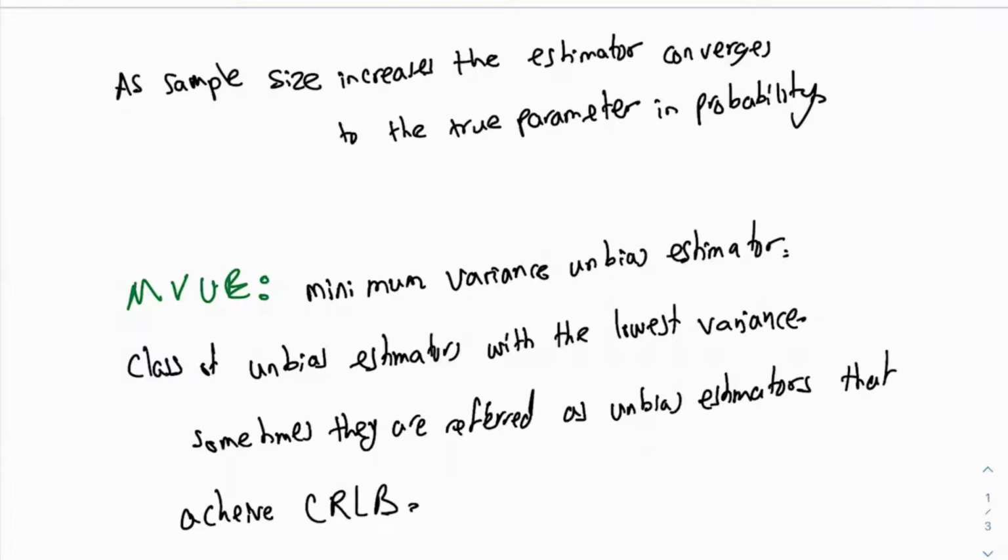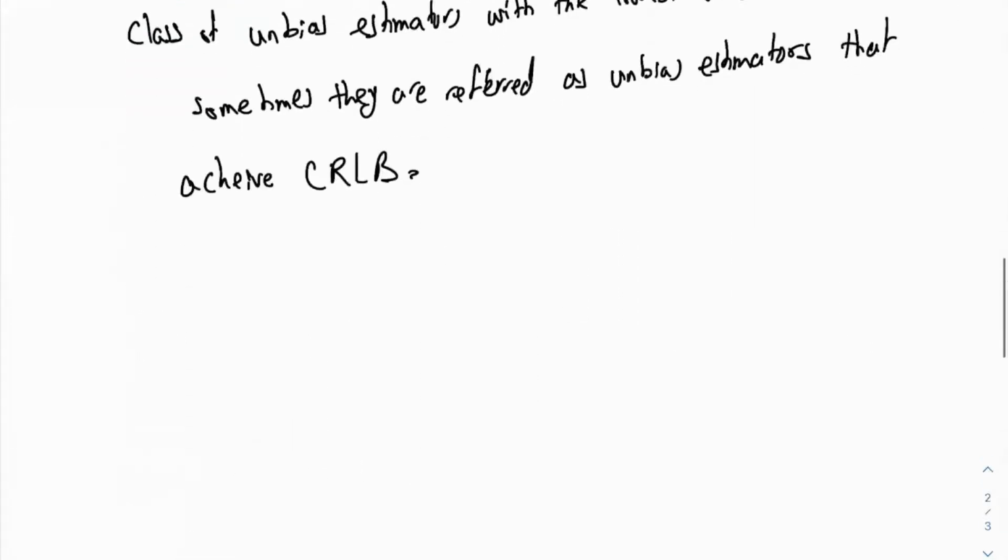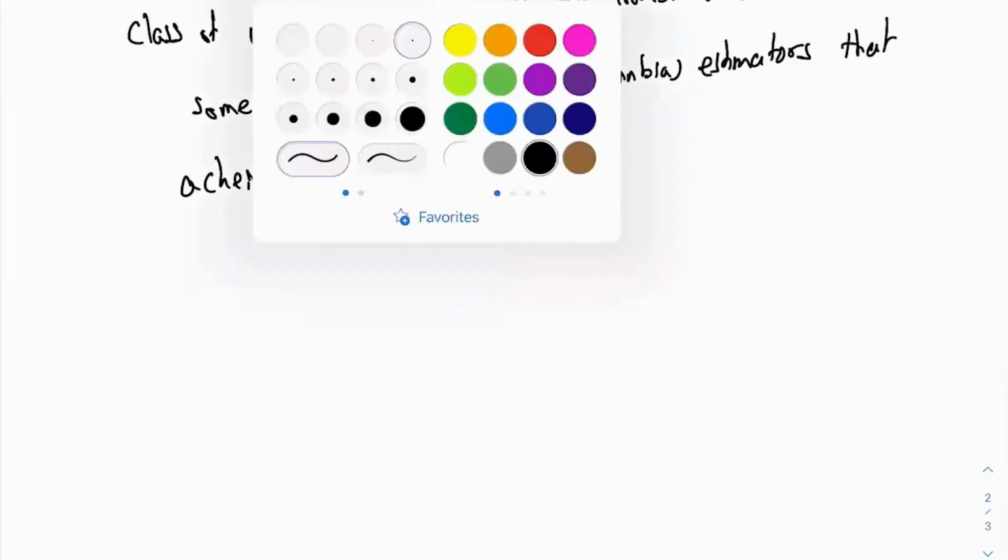Remember I said the Cramer Rao lower bound is the lower bound for the variance of an estimator. But sometimes the Cramer Rao lower bound is not achievable. So MVUE are the class of estimators that are unbiased first, because this is unbiased, right? And they achieve the lowest variance among all other unbiased estimators. So the class of unbiased estimators with the lowest variance among other unbiased estimators. Good. So that was just the terminology.